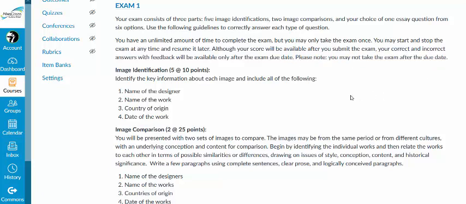The exam consists of 3 parts. The first part is image identification. There are 5 of them, each worth 10 points. And here you'll include the name of the designer, the work, the country of origin, and the date of the work.